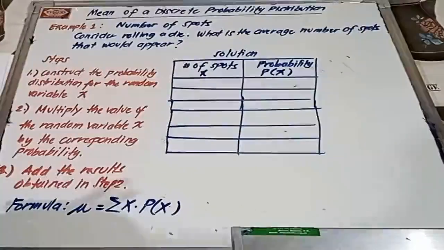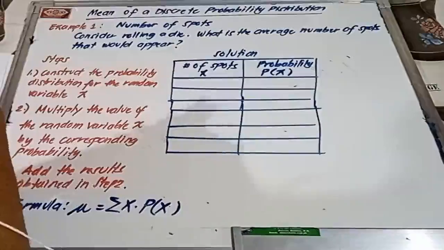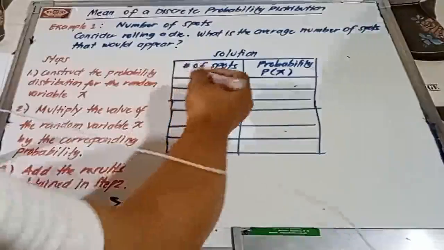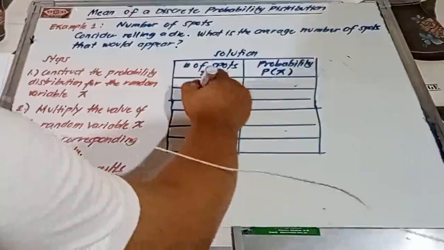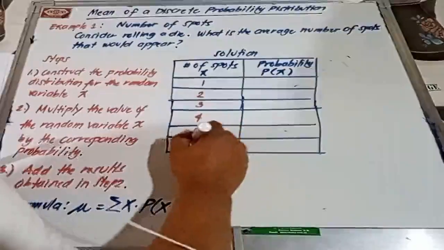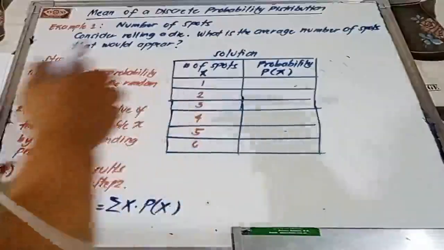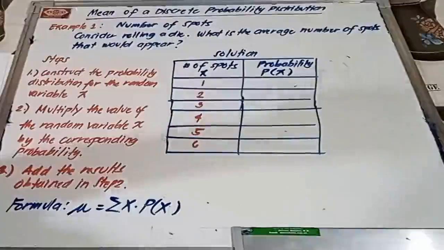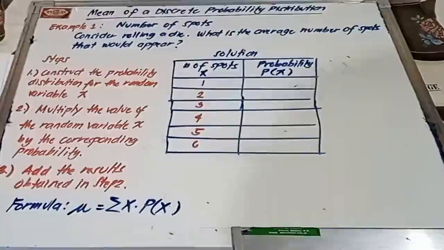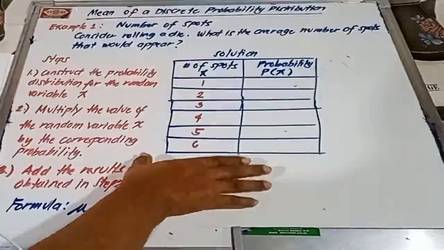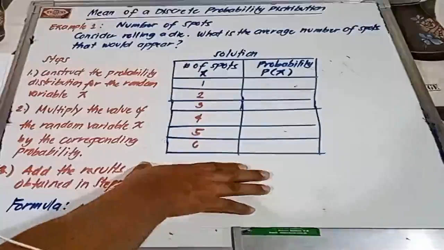6 faces. So, ang number of spots representing the random variable x, ito yung mga values niya. Okay? Pwedeng 1, 2, 3, 4, 5, and 6. Ito yung mga value ng ating random variable x, kung saan si x representing the number of spots. Okay. Now, the next is we're going to determine the corresponding probability of this value ng ating random variable x.